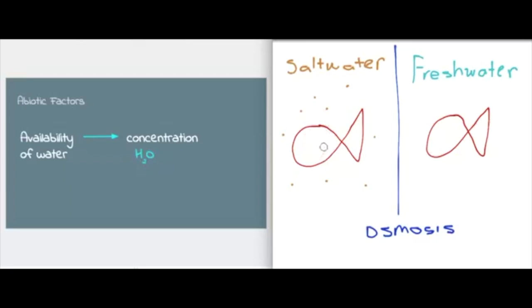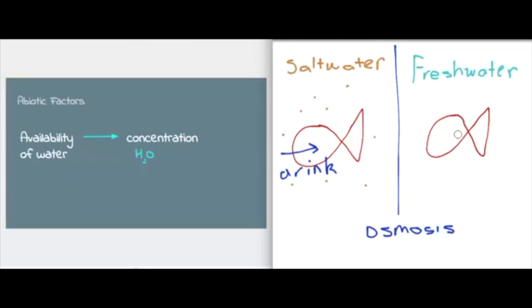For saltwater fish, the water concentration within their bodies is much higher than the water concentration of their surroundings. So through osmosis, water will move out of the fish to the saltier surroundings. Now, this movement of water can cause the fish to dehydrate. So to prevent this, saltwater fish need to drink much seawater.